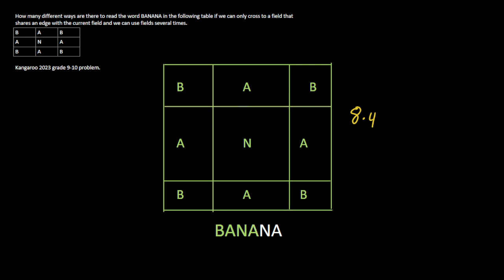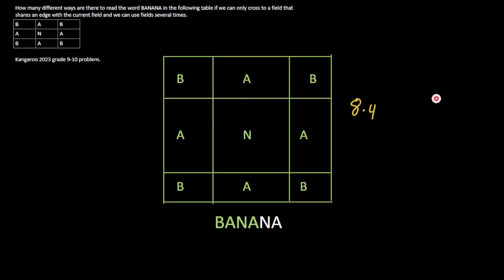And now we have to go back to N. But from every A, there's only one possible way to go back to N. For example, from this A, you can only go back to N here. From this A, you can only go back to N here. From this A, you can only go back to N here. And from this A, you can only go back to N like that. So for each A, there's only one possible way to go back to N, so we don't count that when multiplying the number of possibilities. So right now we're at 8 times 4, right? And we're back at this N.